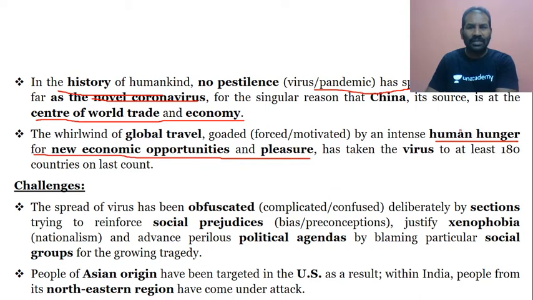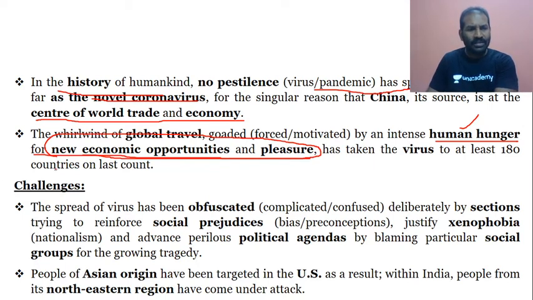It is the human hunger for what? For new economic opportunities. This is very, very important. For new economic opportunities, and also for pleasure, people are moving across the globe. And that makes it very clear that the spreading of the virus is also taking place through the travelers.